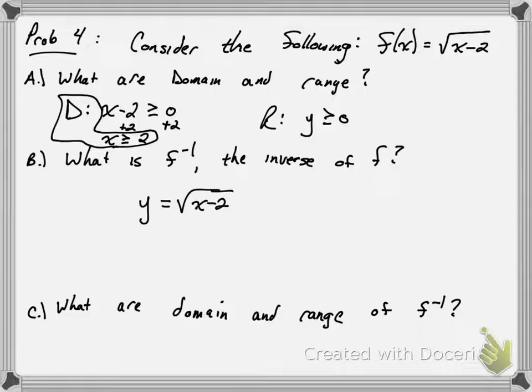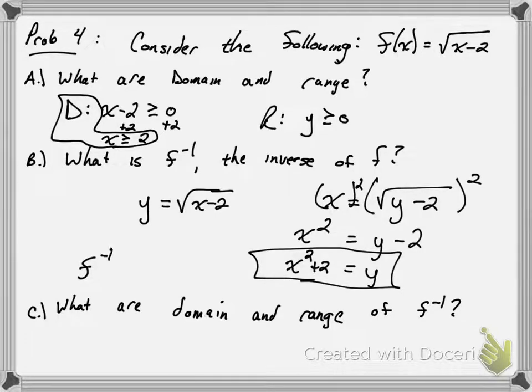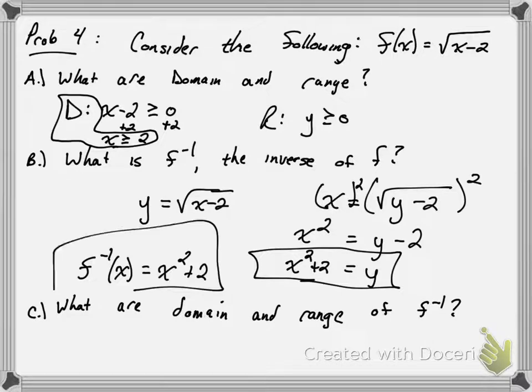So now, to write the inverse, just go ahead and switch. I end up with x equals the square root of y minus 2. Now solve. Well, let's get rid of the square root first. Square it. I get x squared equals y minus 2. Add 2, I get y equals x squared plus 2. Then you really should rewrite it as f to the negative 1, or the inverse of f of x equals x squared plus 2. That is the right way to go ahead and write that.